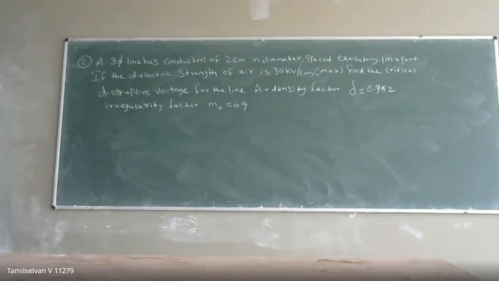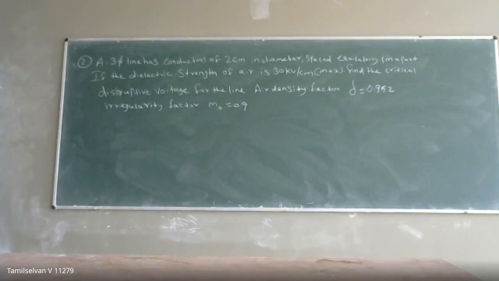If the dielectric strength of air is 30 kilovolt per centimeter maximum, right? Find the critical disruptive voltage for the line. Assuming that air density factor delta is equal to 0.952, irregularity factor m naught is equal to 0.9.